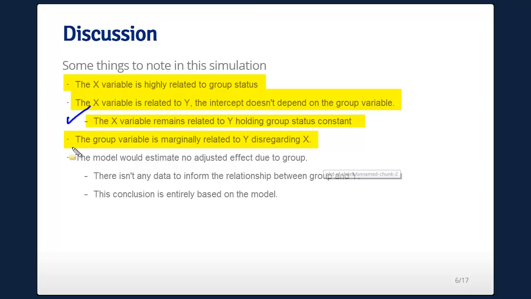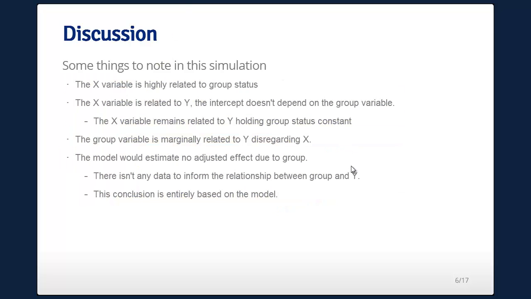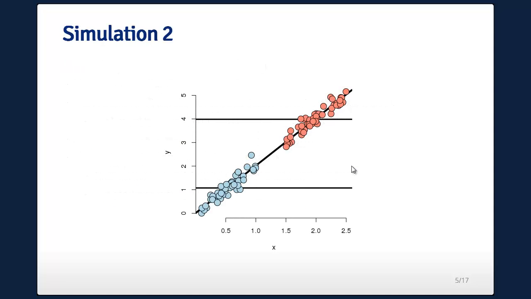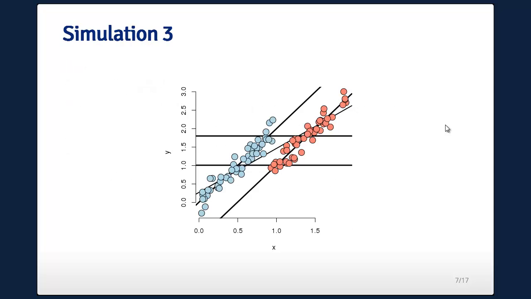So this model, under the adjustment effect, would have a huge marginal effect, but no adjusted effect. And then, as I said, there just isn't any data to inform this relationship between the group and y after adjustment. The conclusion is entirely based on the model. Okay, so that's another. We've gone through two examples, just changing things very mildly. And the code for this you can get from the Slidify thing. I'm not going to show the code every time.